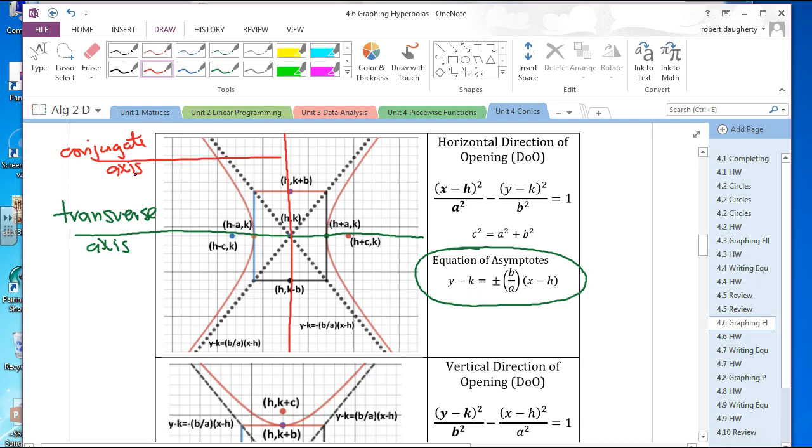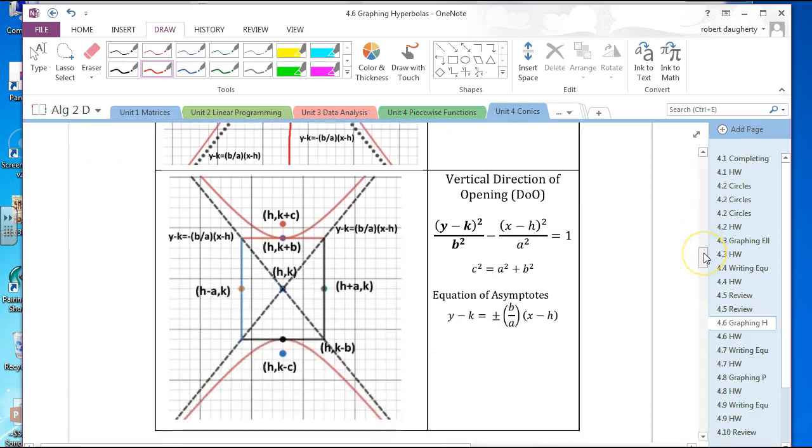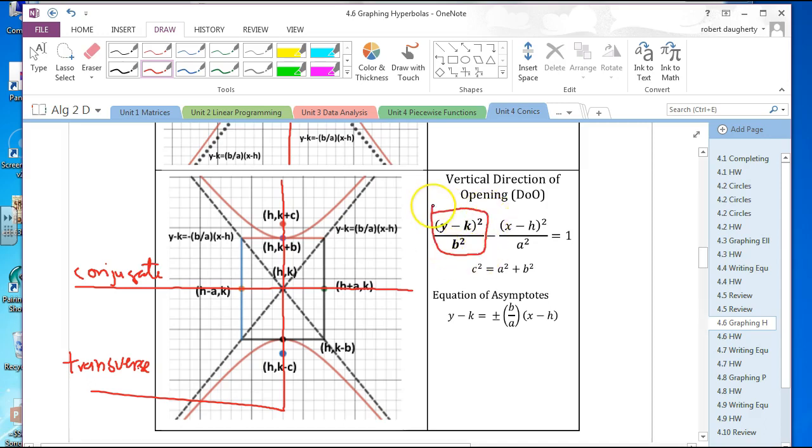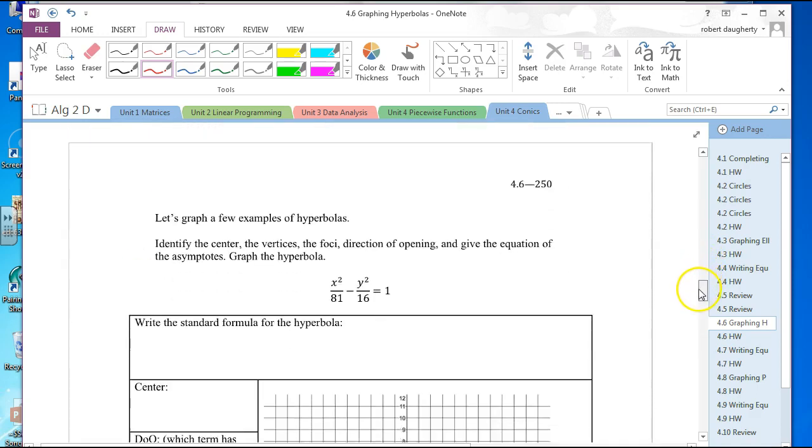If you look at a vertical hyperbola, same terminology, but it changes. The vertical is now my what? That's my transverse axis, the one that has the vertices and the foci. And the axis that goes right here is the conjugate. The only thing that changes: for this to be vertical, the y term is positive and the x term is negative. The equation of the asymptotes is always the same. Let's dig in and do a few examples, and you'll get to see how this works.